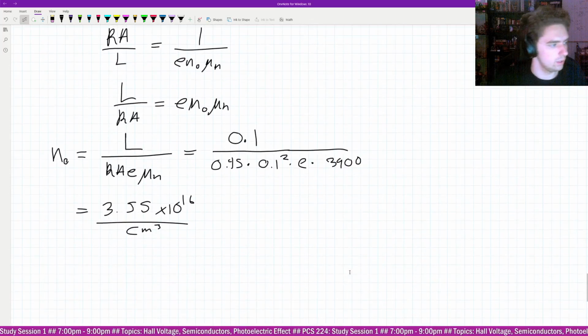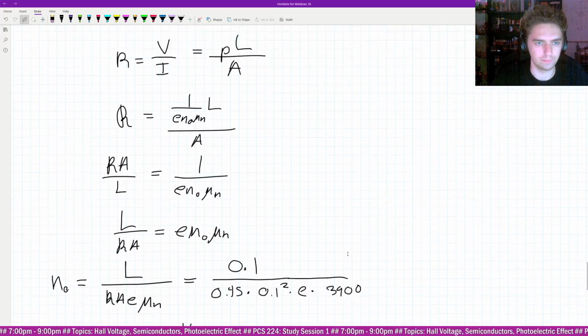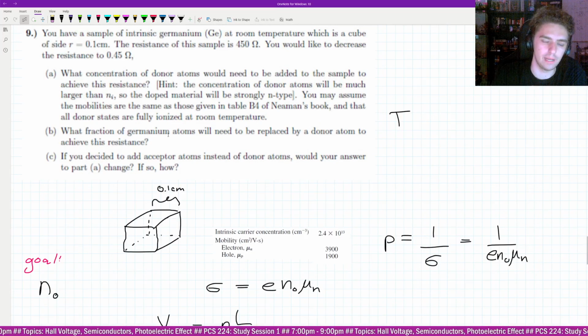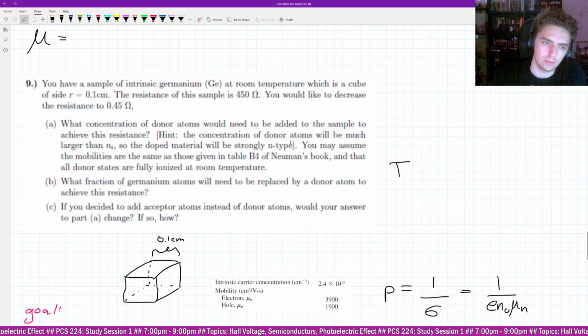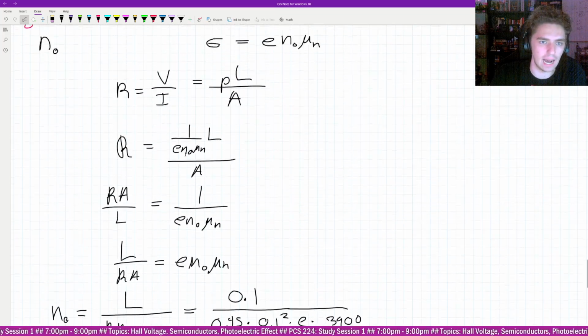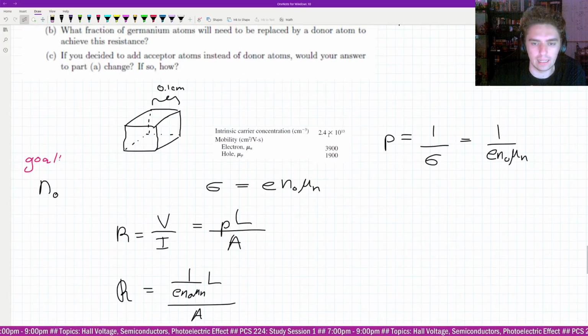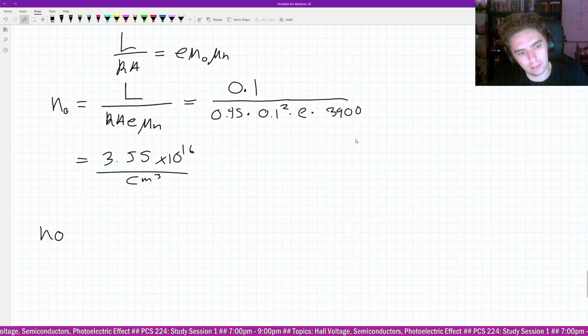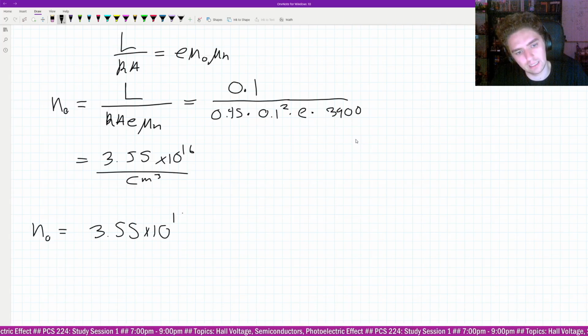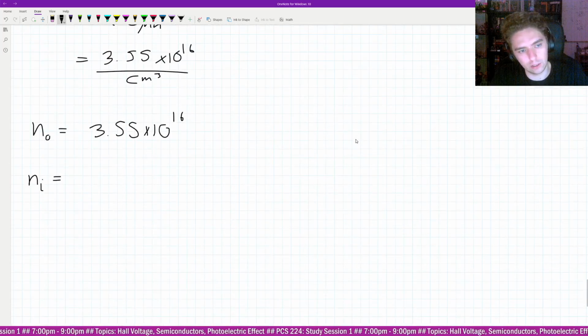Okay, next part of the question. What fraction of germanium atoms will need to be replaced by a donor atom to achieve this resistance? I need to compare it to Ni. So Ni is 2.4 times 10 to the 13, and N0 of this new material is 3.55 times 10 to the 16.